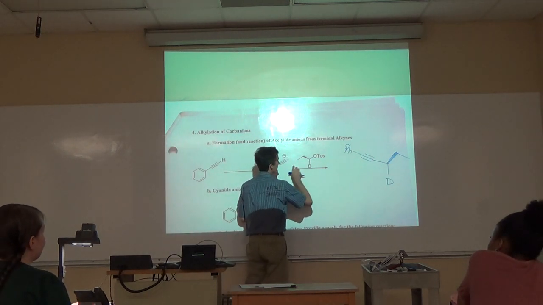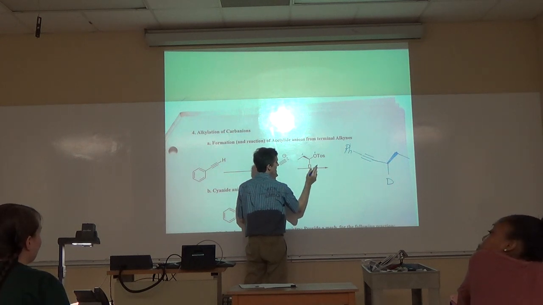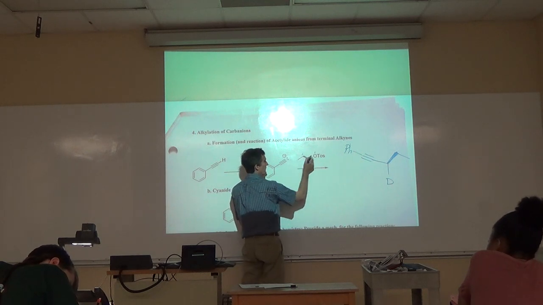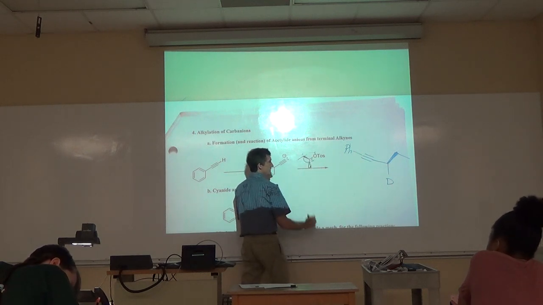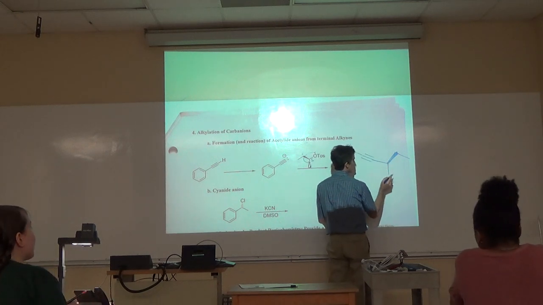Is this R or S here? Oxygen is 1, carbon is 2. What else is on this carbon? An H and a D. What is the higher priority group? D. It's an isotope with a higher mass number. That's 3. Where's the H? Forward or back? Back. What is this? S. What is this over here?